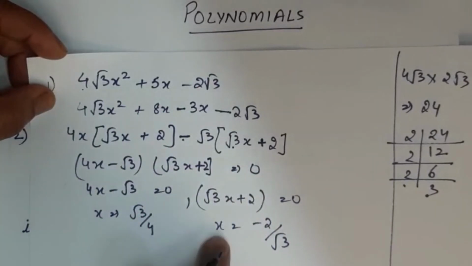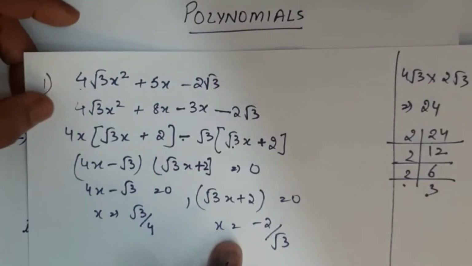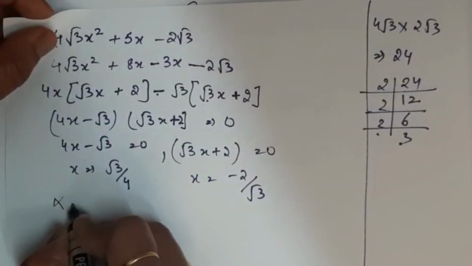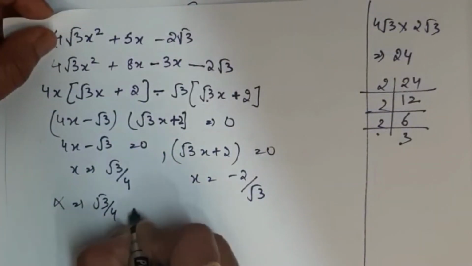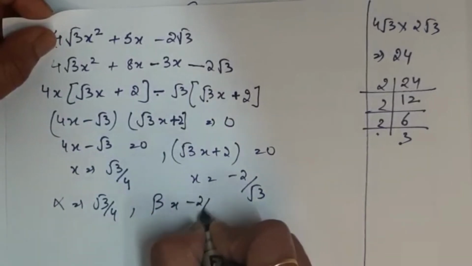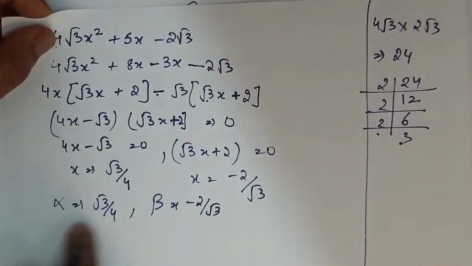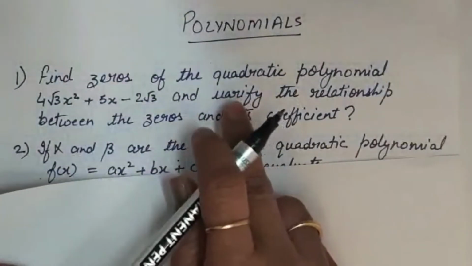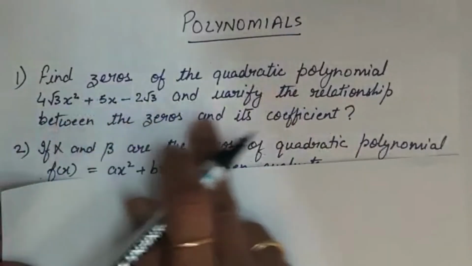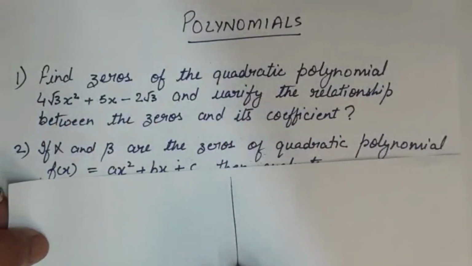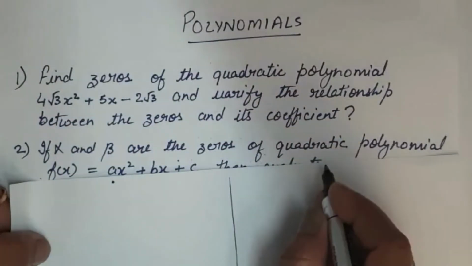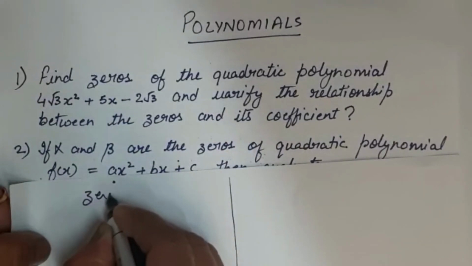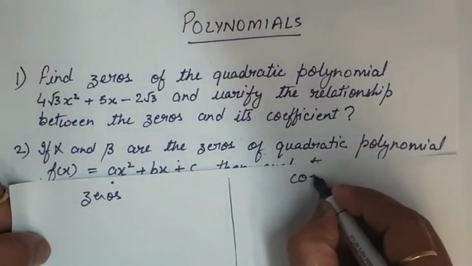Now they both are represented by x, so let's give them another name. Say alpha is equal to √3 by 4 and beta is equal to −2 upon √3. So these are the two zeros of the equation. Okay, now the second part. In the second part they ask, verify the relationship between the zeros and the coefficients. So let's suppose this is LHS, this is RHS. LHS side are the zeros and here are the coefficients.